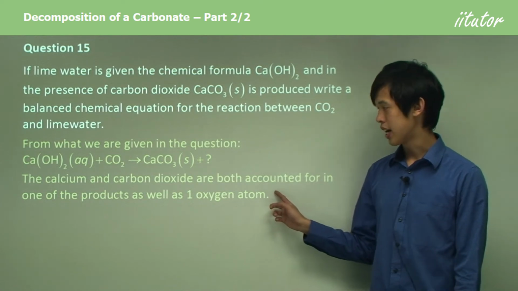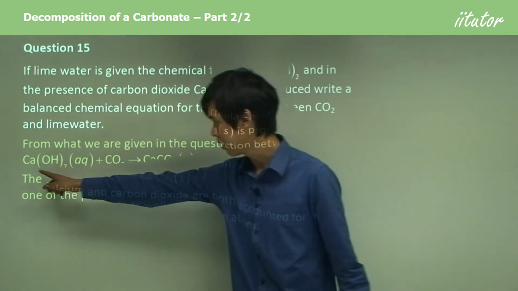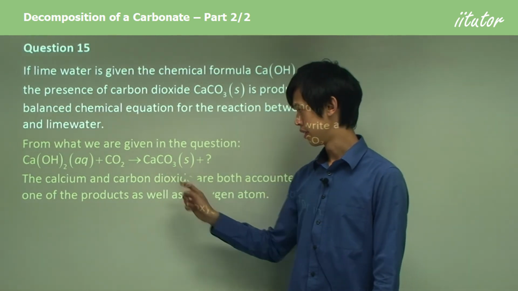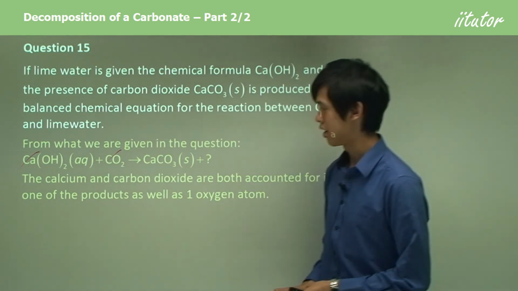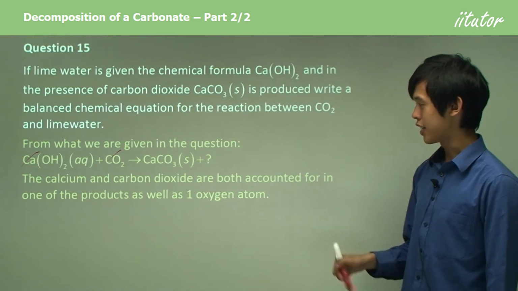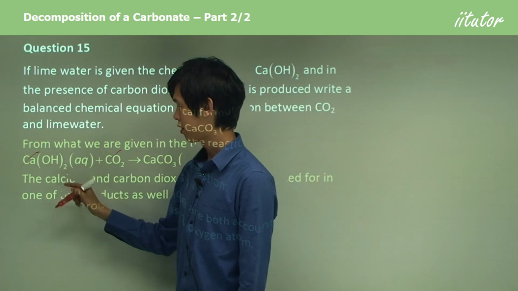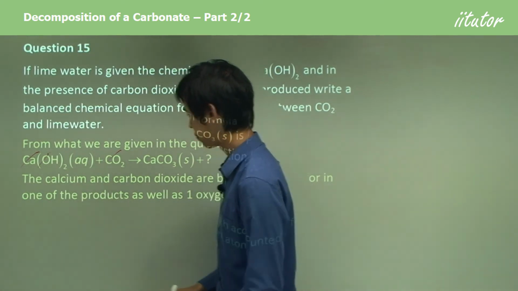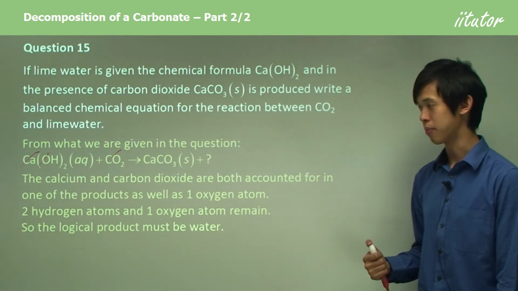Now the calcium and carbon dioxide are both accounted for in one of the products. So calcium here, carbon dioxide here is accounted for in this product. So we don't need to worry about those two, as well as one of the two oxygen atoms. There are two oxygen atoms here in the two hydroxide parts, so we can cancel one. But what's left? You've got two hydrogen atoms and one oxygen atom left over.